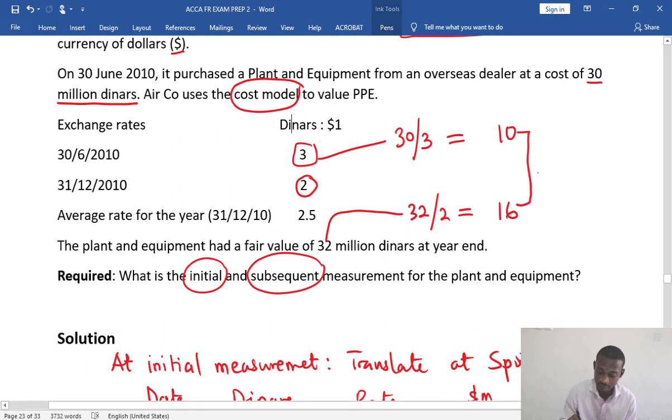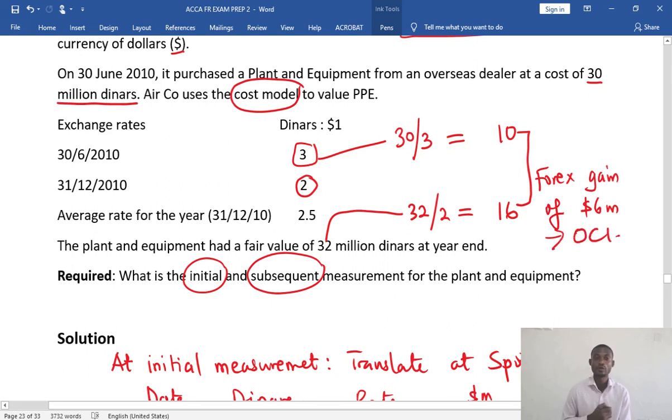So therefore, we'll have a forex gain of 6 million. And this difference will go to OCI, not P&L.